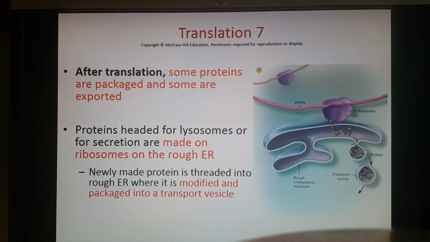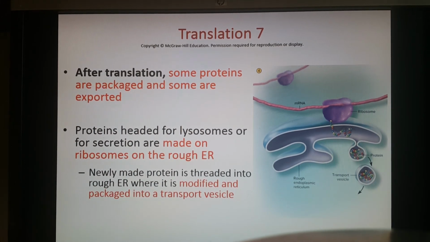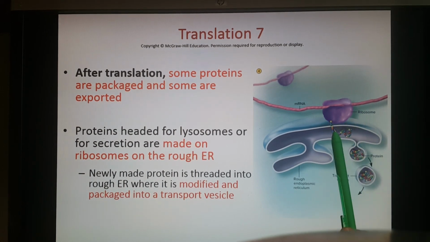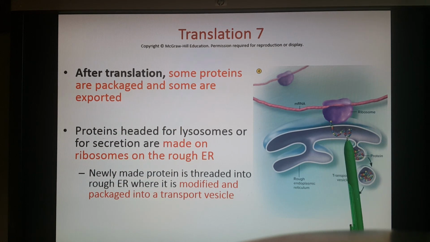Some of your proteins, instead of just being made freely in the cytosol, are actually made on the surface of your rough endoplasmic reticulum, and the peptide chain is fed into the endoplasmic reticulum so that it can be packaged into a vesicle. These are your vesicle-packaged proteins that will eventually be modified later in the Golgi complex. That will be the start of our next video.